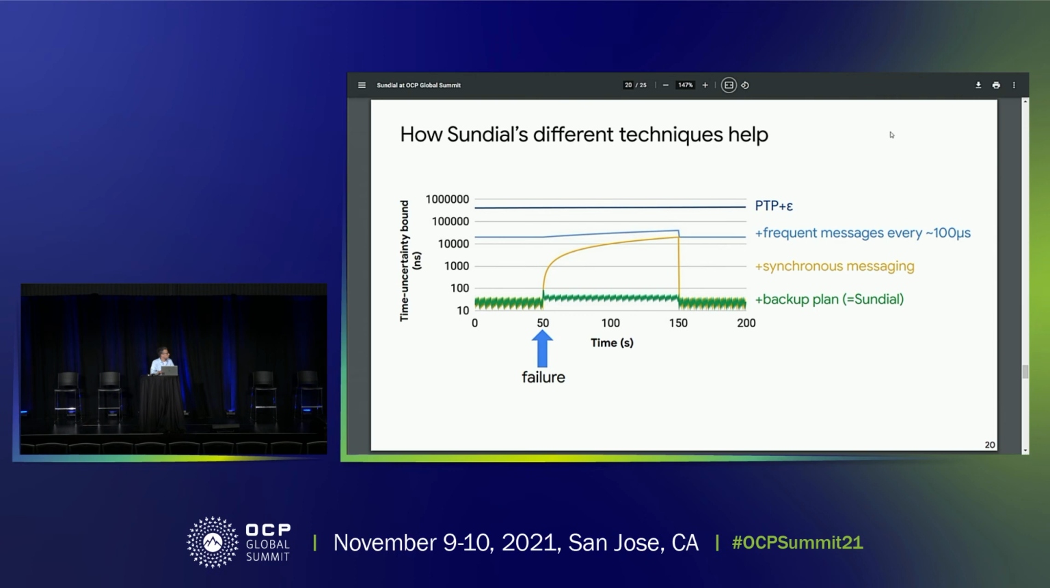After adding the synchronous messaging, which helps all the nodes detect such failures, they can safely report a very low bound when they don't detect any failure, and only report a high bound when failure happens. Finally, after adding the backup plan, which completes the design of Sundial, it can recover from failure very fast, so it can keep the bound at a low level consistently. Next slide, please.